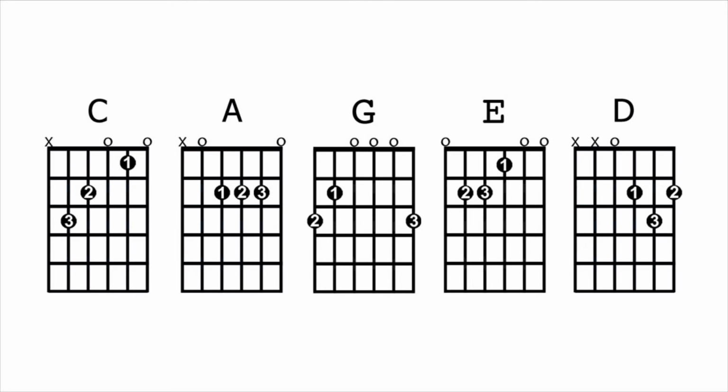Probably the first thing that people learn when they first pick up the guitar are the open chords, often referred to as campfire chords. They're called open chords because they have open notes or open strings within the chords, like the chord C, A, G, E, and D.